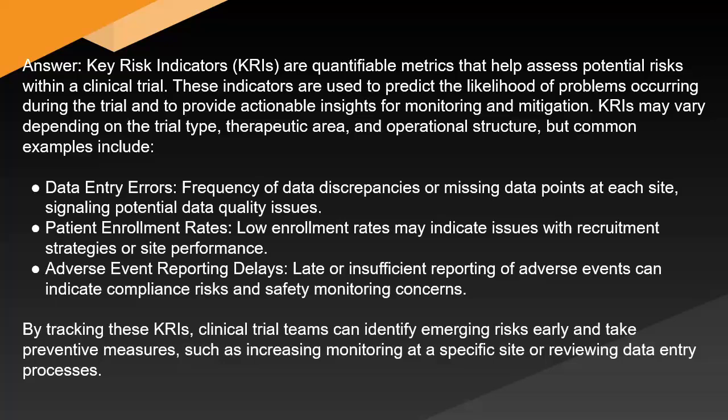monitoring and mitigation. KRIs may vary depending on the trial type, therapeutic area, and operational structure, but common examples include data entry errors, frequency of data discrepancies or missing data points at each site, signaling potential data quality issues; patient enrollment rates, where low enrollment rates may indicate issues with recruitment strategies or site performance; adverse event reporting delays, where late or insufficient reporting of adverse events can indicate compliance risks and safety monitoring concerns. By tracking these KRIs, clinical trial teams can identify emerging risks early and take preventive measures such as increasing monitoring at a specific site or reviewing data entry processes.